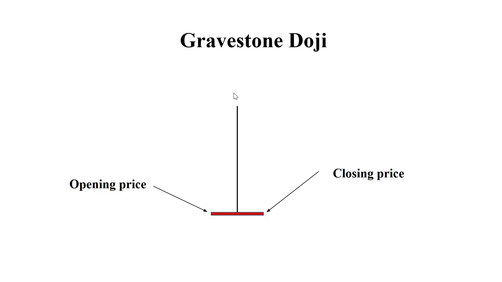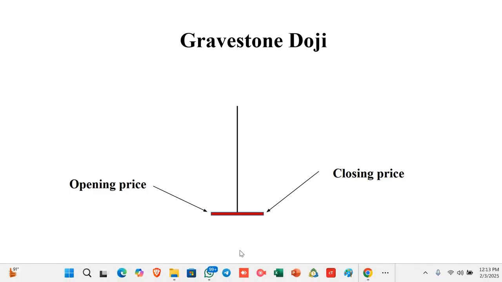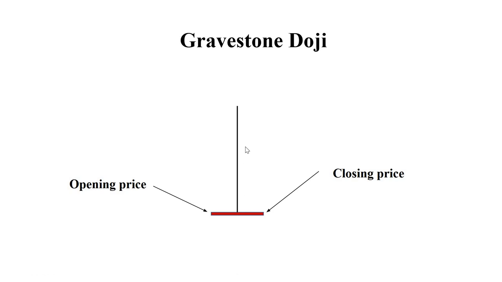In the previous episode, episode 4, we considered the dragonfly, which has a long lower shadow or lower wick. But in episode 5, the gravestone doji, we realize that it has a long upper shadow or upper wick. This type of candlestick pattern is a bearish signal. When it forms, it tells you that sellers have taken control over the market and price is going to drop further.